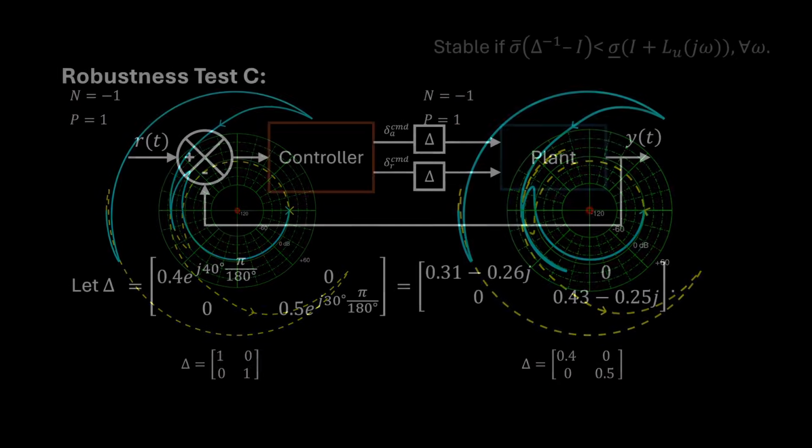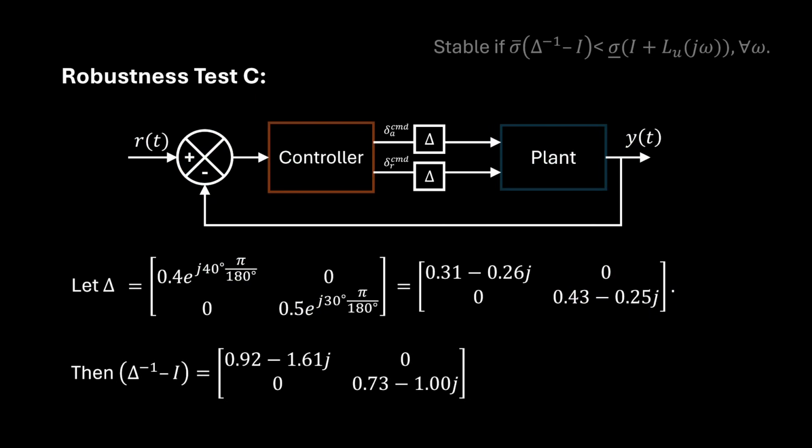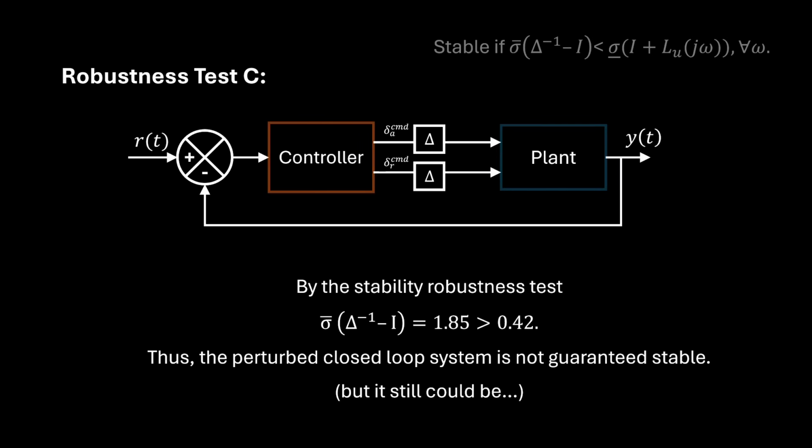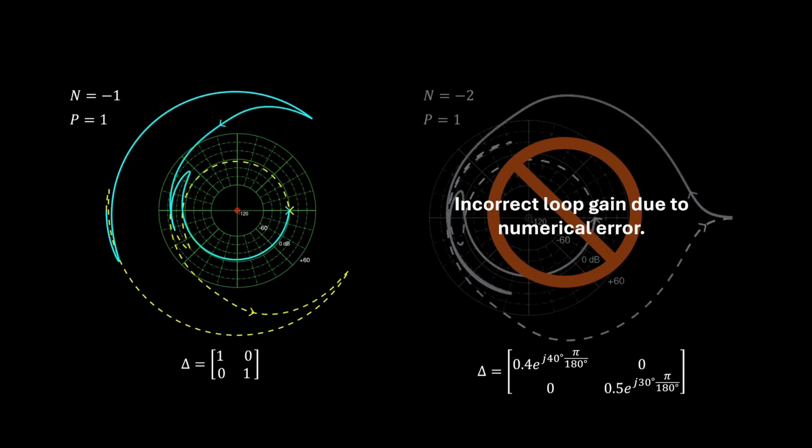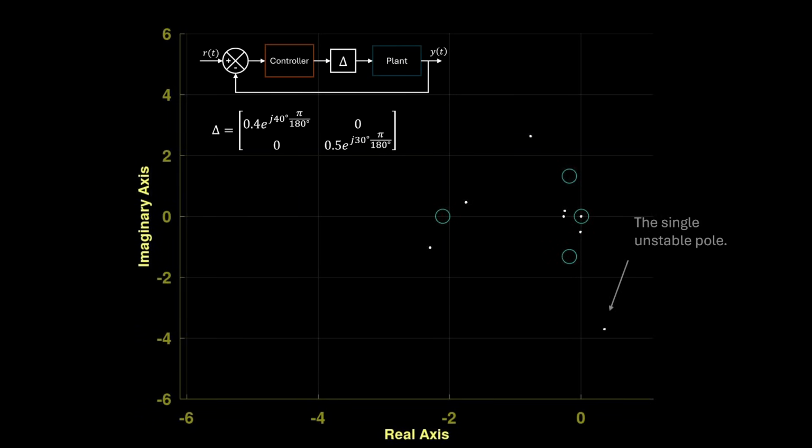Same reduction in control effectiveness, but a 40 and 30 degree phase increase in the aileron and rudder channels, respectively. We are now 4 times over the threshold. Is it stable? That is the question. The closed loop response is not stable. Numerical issues prevented correct Nyquist analysis, but we can revert to a closed loop plot of the eigenvalues and show the single unstable pole. These tests are manually probing the margins of the system.